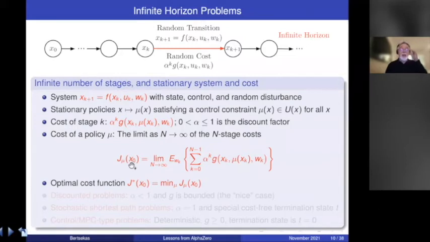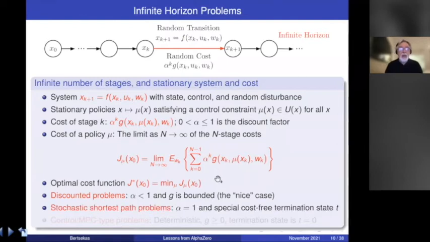For every state, there is a value given by this function, and the optimal cost function is obtained by minimizing over all policies the policy cost functions. And I have in mind primarily three contexts. One is discounted problems where alpha is strictly less than 1 and g is bounded. This is the nice case. Everything I'm going to talk about is correct for discounted problems. Now, for other problems, there may be exceptions, and I'm going to mention a few of those as I go along.